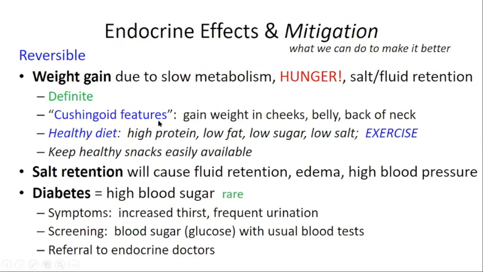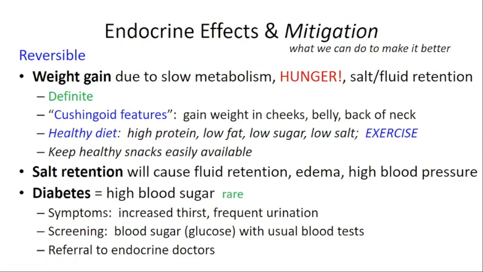So this is why patients get Cushingoid features: they gain weight in their cheeks, belly, and the back of the neck. And that's due to the way that steroids make you distribute fat across your body. So things that we can do to help with weight gain is to make sure that our patients are eating a healthy diet that's low in fat and sugar and salt. Also, exercise is really important, and it's important for families to keep healthy snacks available because the kids are starving.